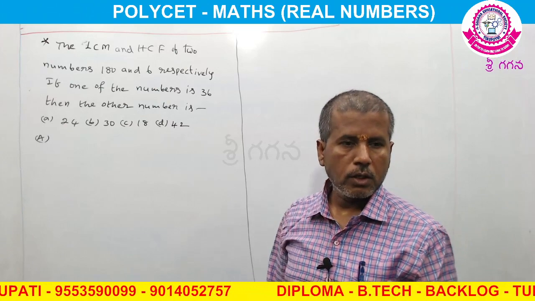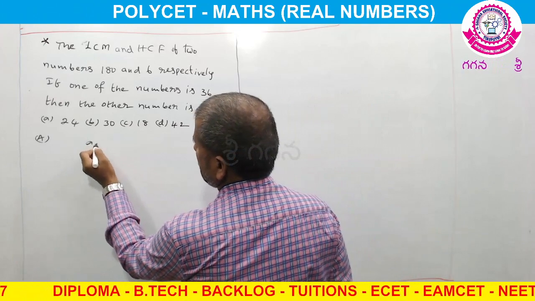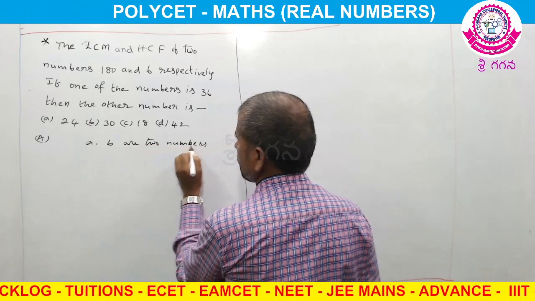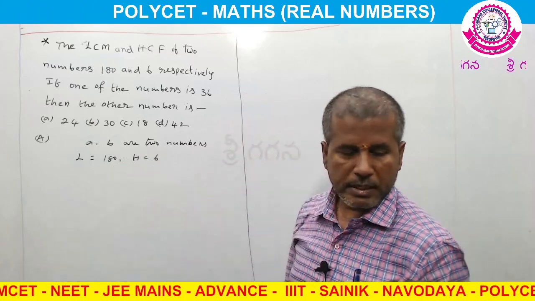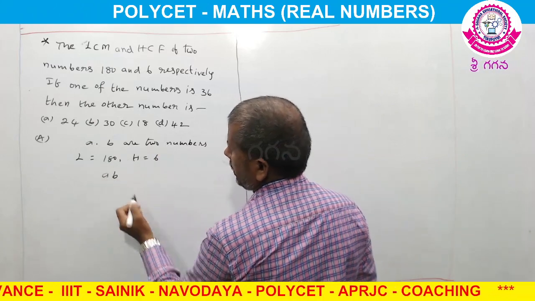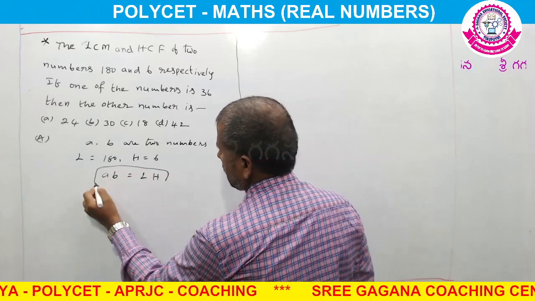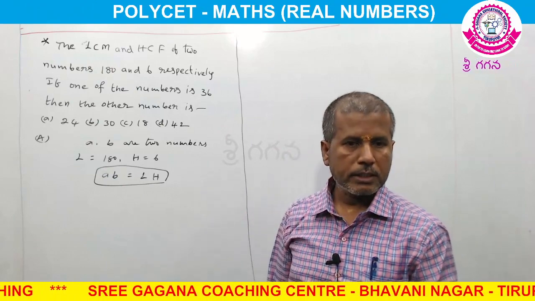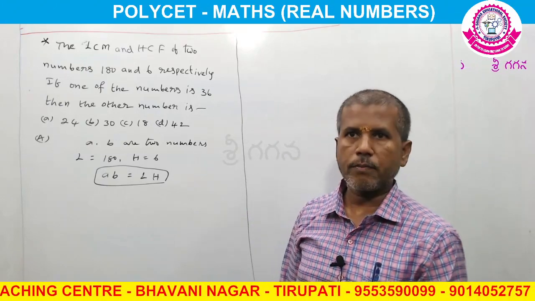The relation between two numbers and their LCM and HCF: let A and B be the two numbers, LCM equal to L, HCF equal to H. L means LCM, H means HCF. Then AB equal to LH. A means first number, B means second number, L means LCM, H means HCF. So the relation between the LCM and HCF of any two numbers is AB equal to LH.